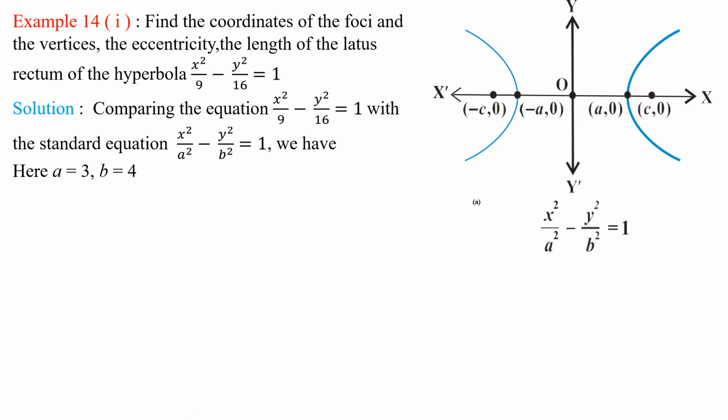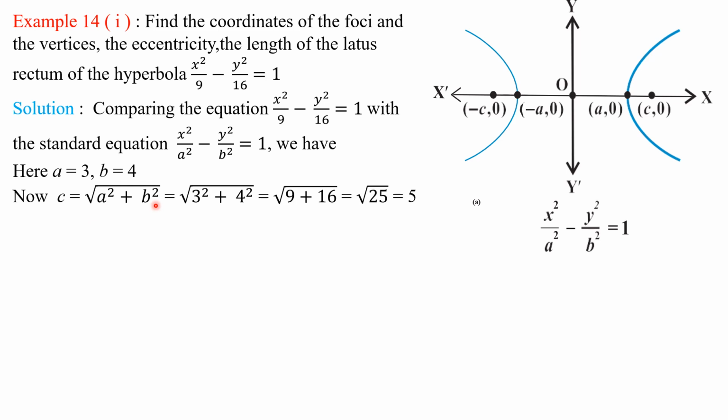Okay, my children? Right. Now c is equal to square root of a square plus b square. Please remember this relation, my children, between a, b and c of a hyperbola. c is equal to root of a square plus b square. Whereas in the case of ellipse, c is equal to root of a square minus b square. But here, in the place of minus, we write plus. Okay, my children, please remember this point.